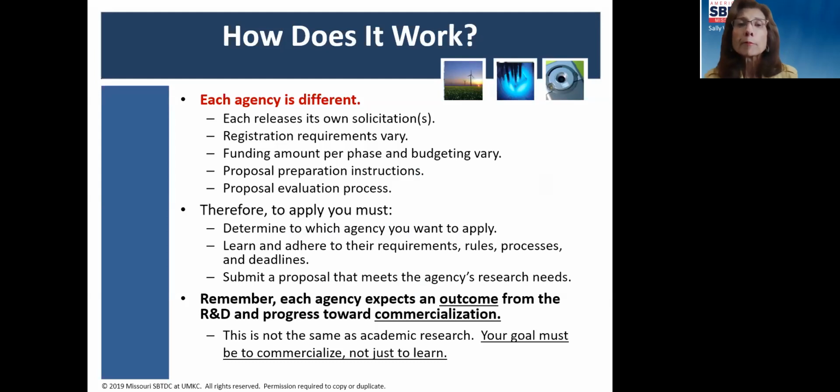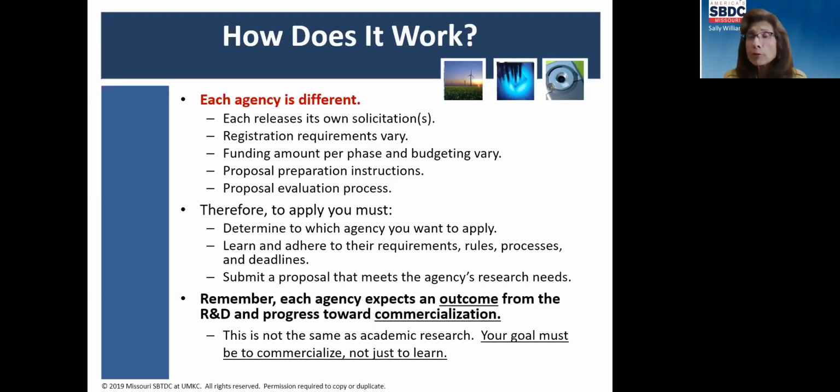Most important thing to remember, every agency is different. Everything they release is different, even within some agencies. Within the Department of Defense especially, the Army and the Air Force and DARPA are totally different from each other. So it's really important that you become familiar with what you're applying for. You need to look up the solicitation. You need to read about the topics. You need to read about the registration requirements.